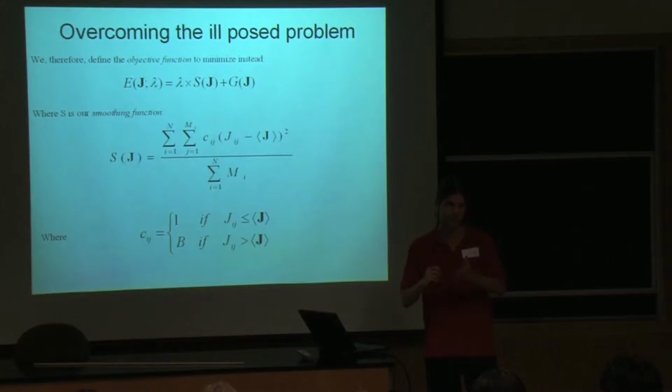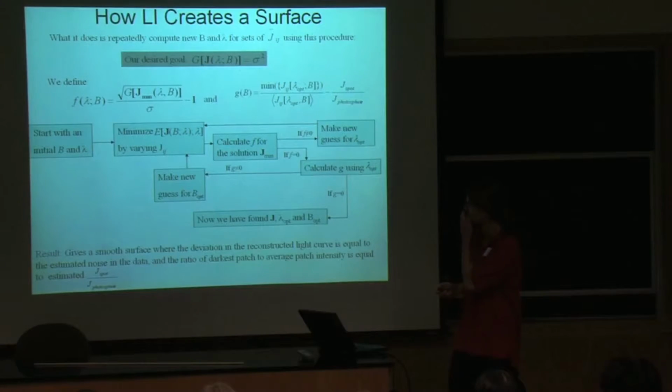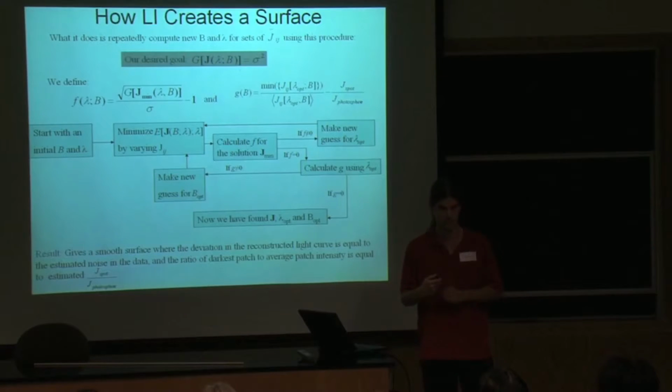Like we don't want to completely smooth out our star and just get a uniform sphere, and we don't want a bunch of noise artifacts. So we have to balance. Now, this is the procedure that LI uses to make a surface.